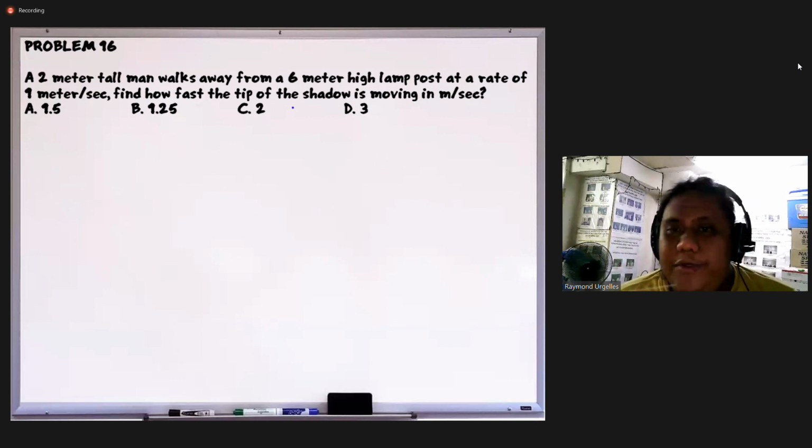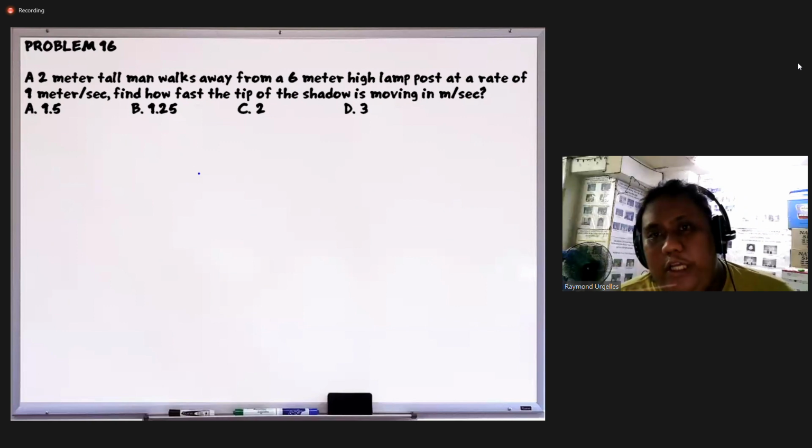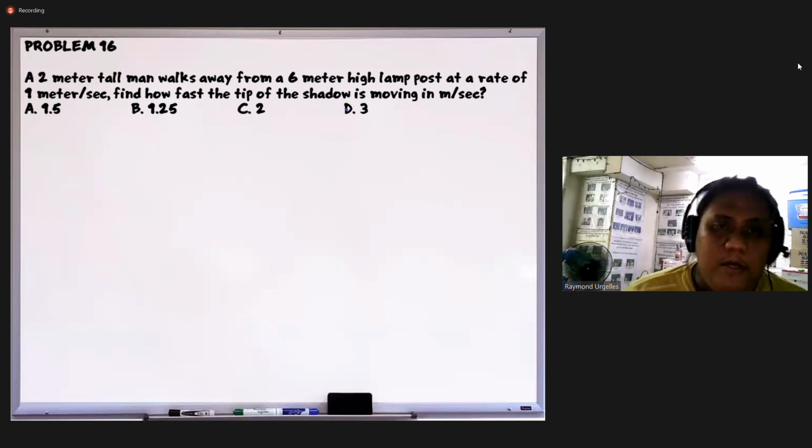para ma-consider niyo yung mga speed, or yung mga rate pagdating sa mga ganitong uri ng problem, consider niyo lang yung distance traveled, or yung length traveled, in this case, or yung change. Kaya dito kailangan natin ng dalawang point of comparison, para sa problem natin. Tapos basically, parang ina-average lang natin yung distance.